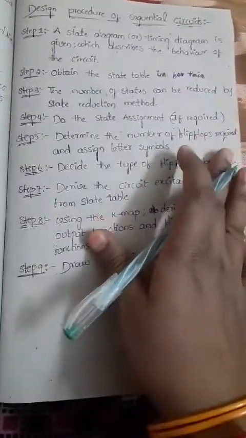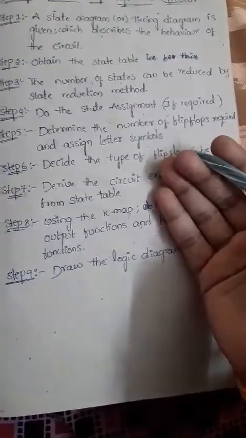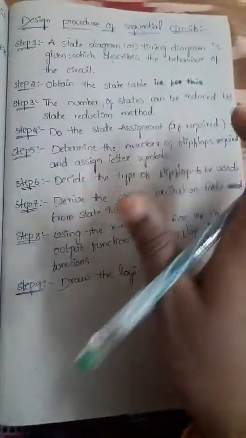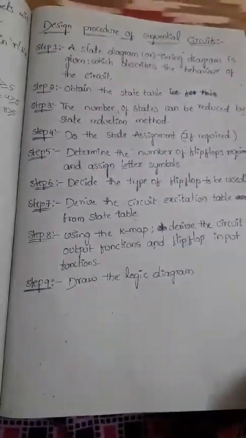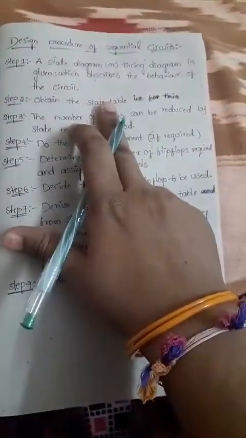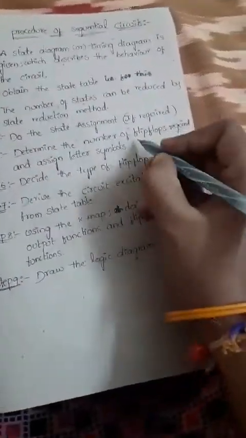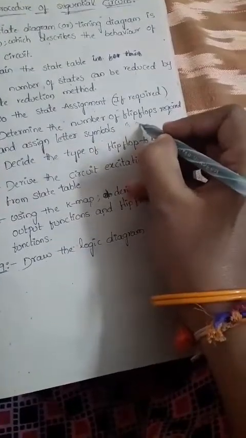Once we figure that out, we will know whether 2, 3 or 4 flip-flops may be required. After that you can assign the letters for those flip-flops. For example, if you have two present state variables like a and b in the state table, then automatically 2 flip-flops will be required. Then assign the letter symbols for those flip-flops, for example Qa, Qb, like that.